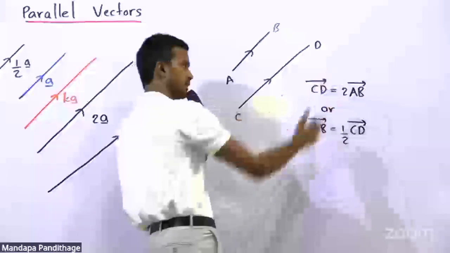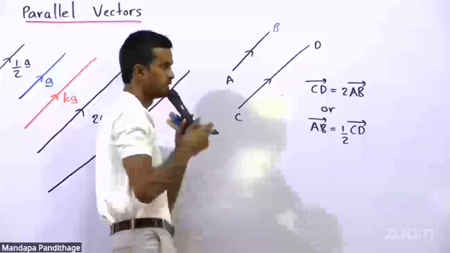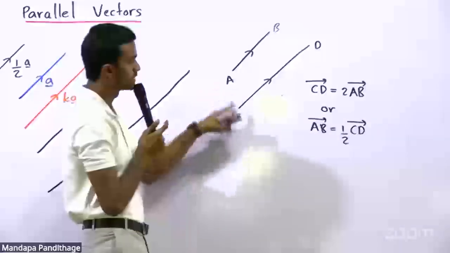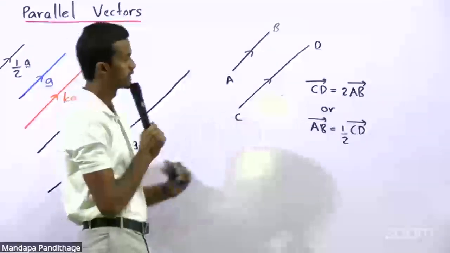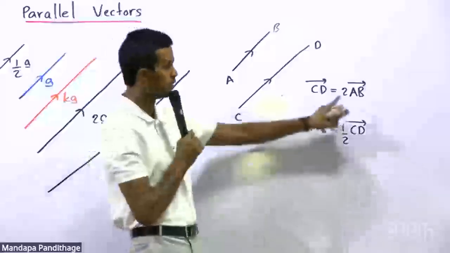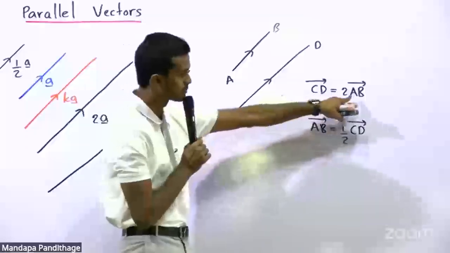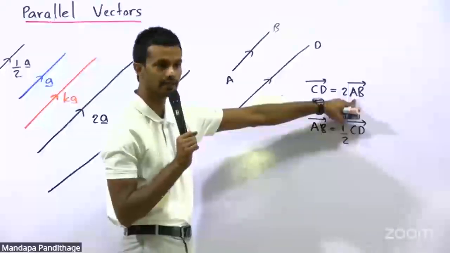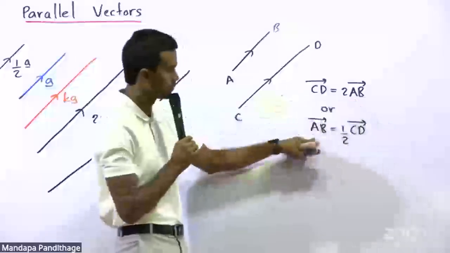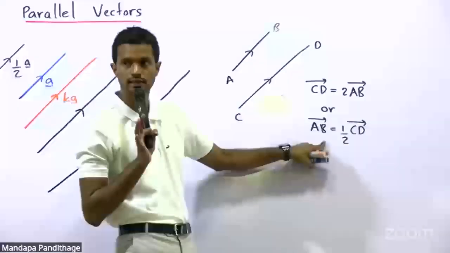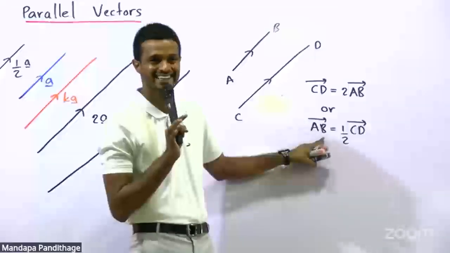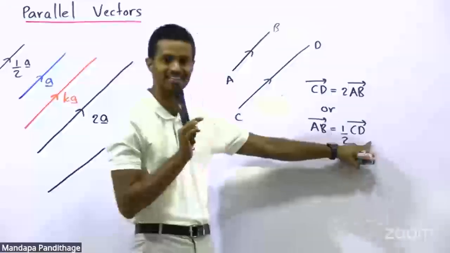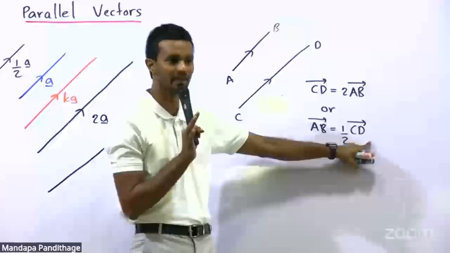Or you can write that vector AB is equal to half of CD, which means when two vectors are parallel to each other, listen properly, one vector can be expressed in terms of the other vector.